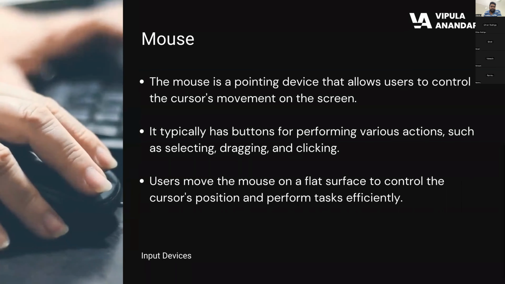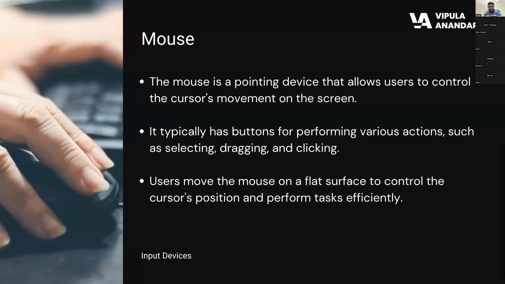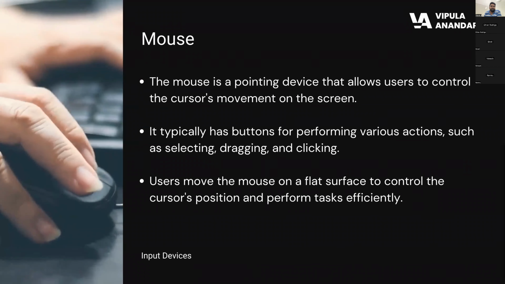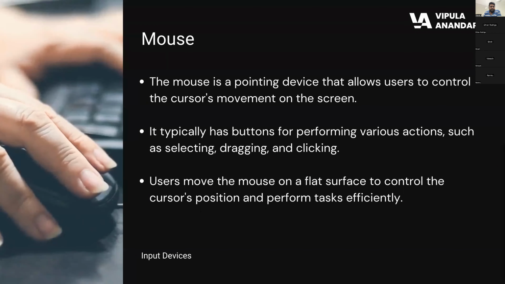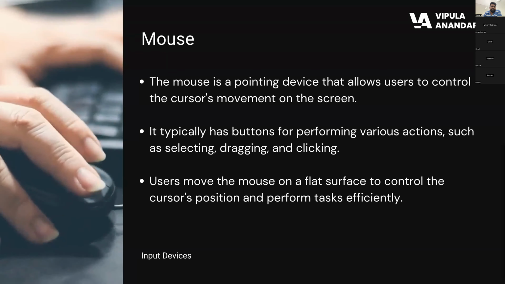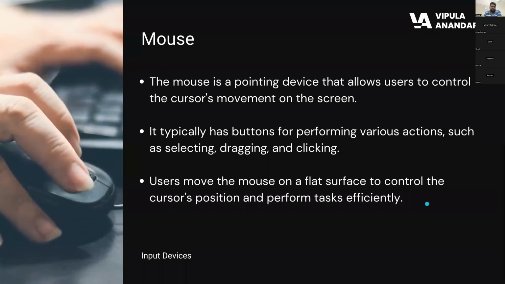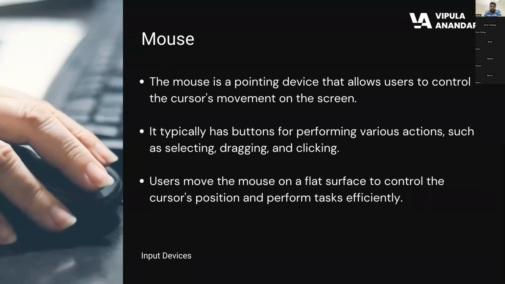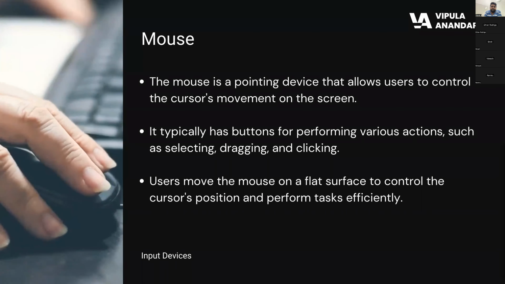Then we have the mouse. So the mouse is the pointing device that allows users to control the cursor's movement on the screen. It typically has buttons for performing actions, such as selecting, dragging, and clicking. And users move the mouse on a flat surface to control the cursor's position and perform tasks efficiently.